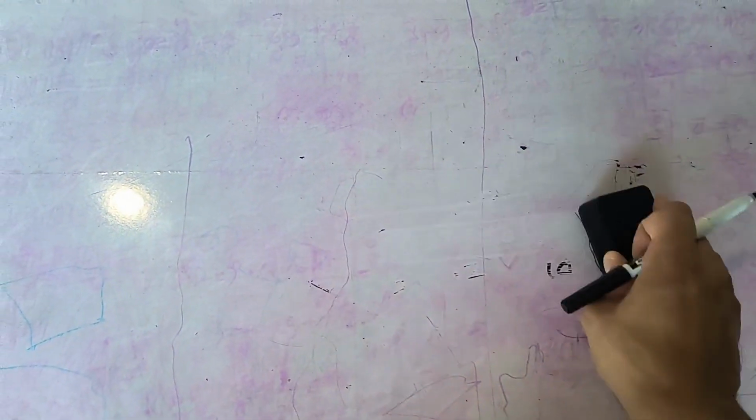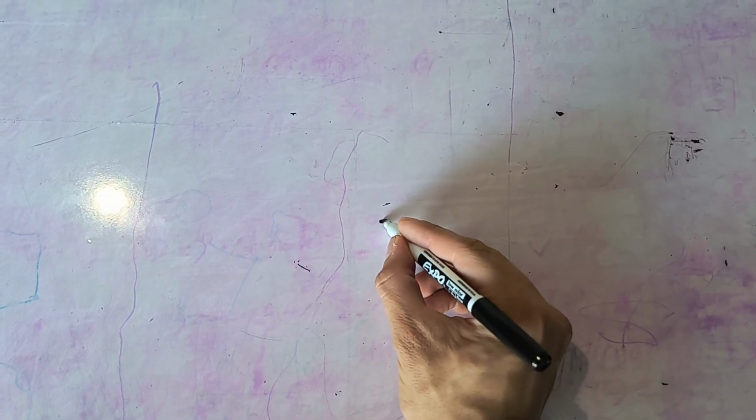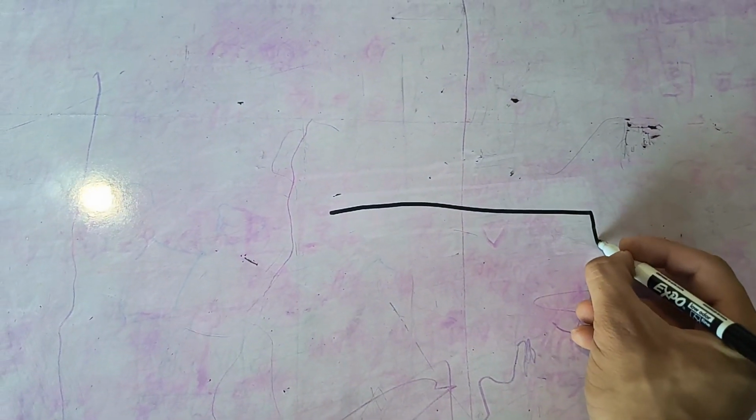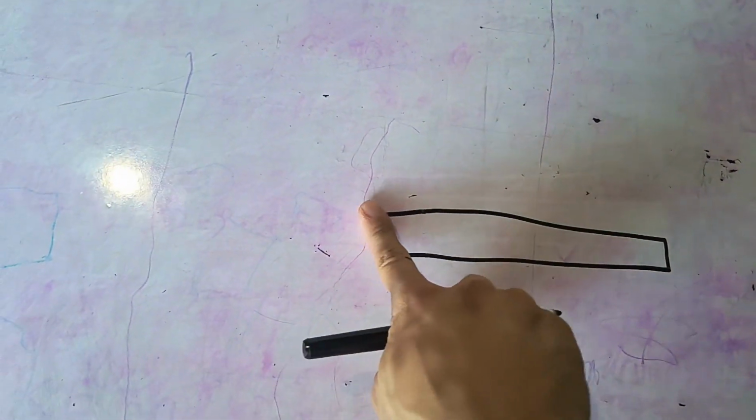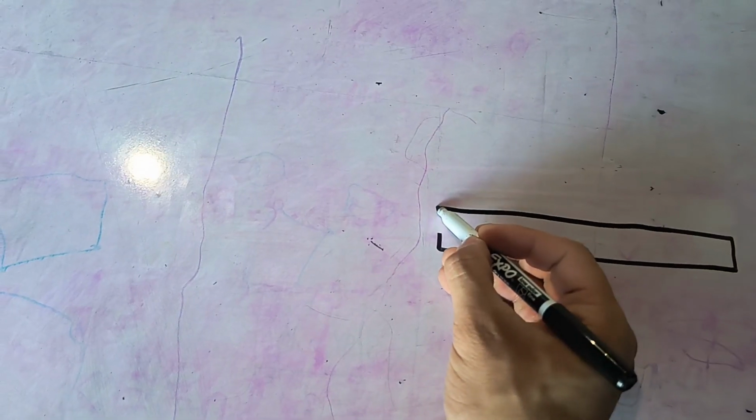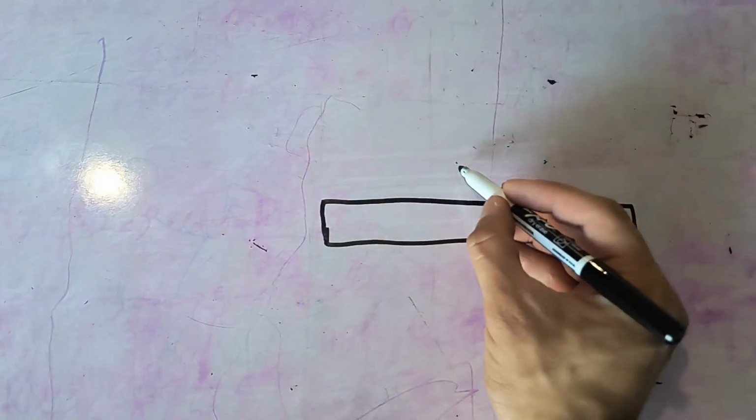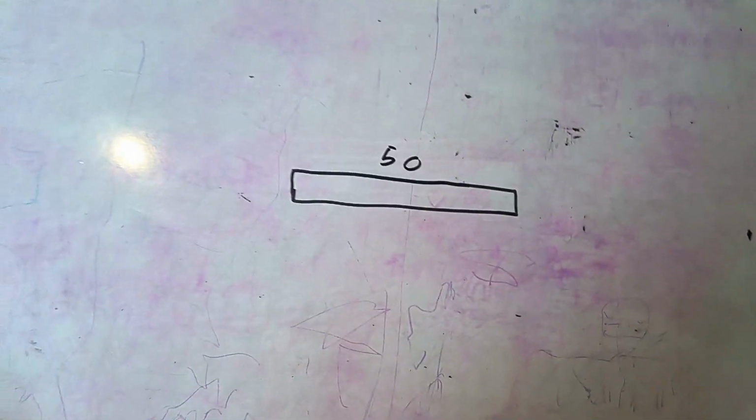Let's say Jake has 50 lions. Okay, we're going to erase it a little bit straight off. Oh, that was a little bit better. Okay, 50 lions. This is equal to 50. This whole thing is equal to 50 lions.